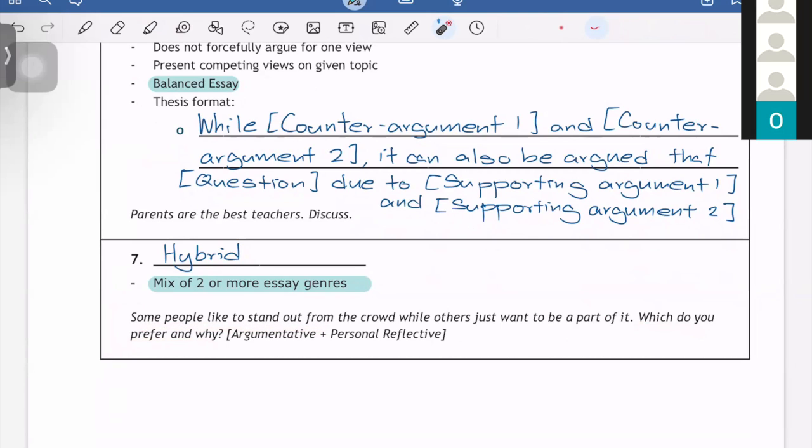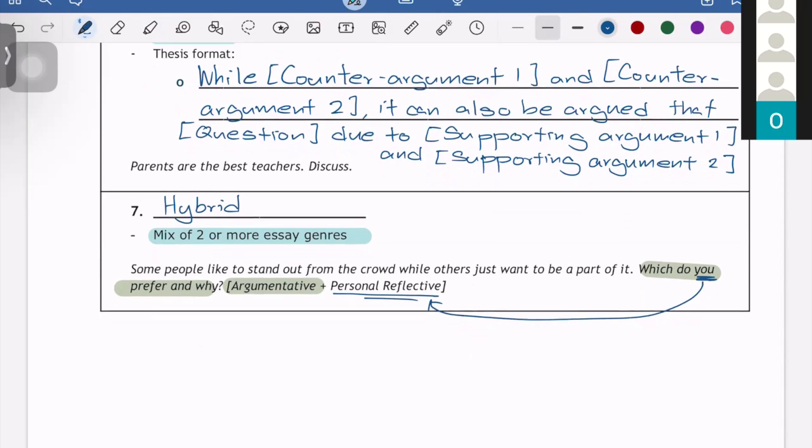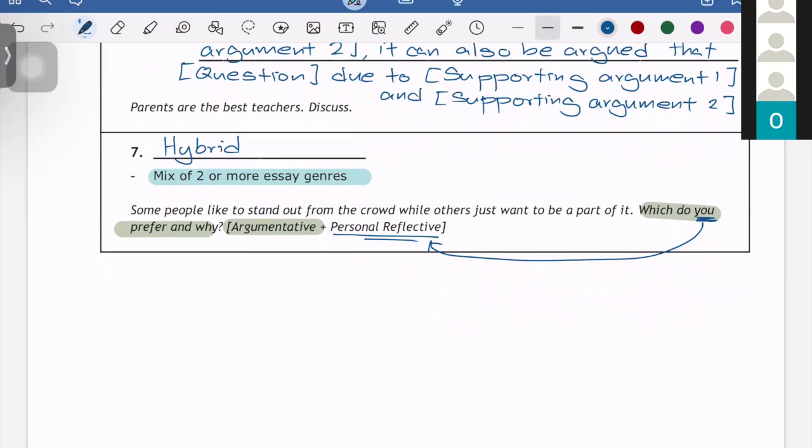So this part is your argumentative. They want you to take a stand here. That is your stand. Personal recount is when they ask you. Every time when they mention you, they're asking about your personal opinion.